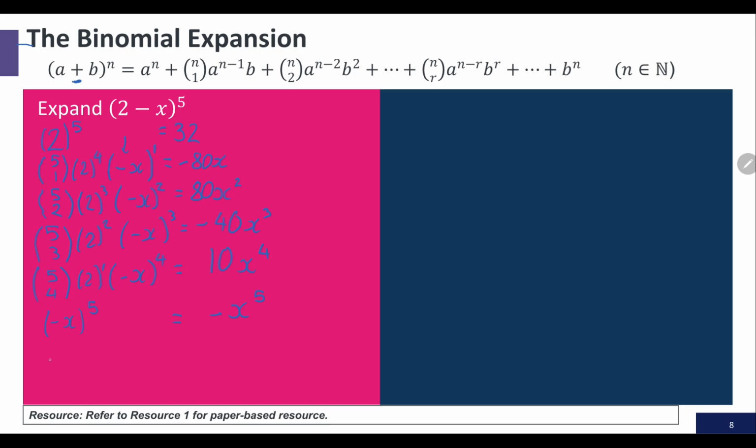So my final answer is going to be 32 minus 80x plus 80x squared minus 40x cubed plus 10x to the power of 4 minus x to the power of 5.